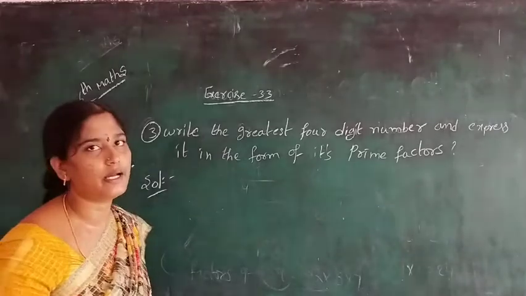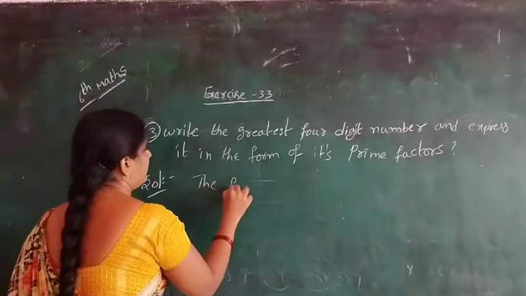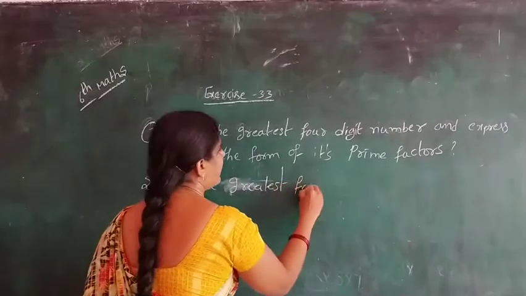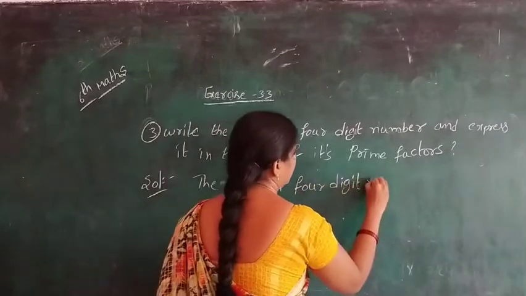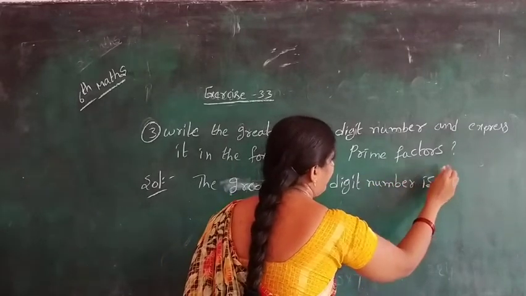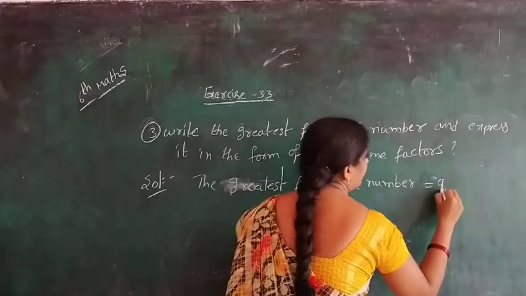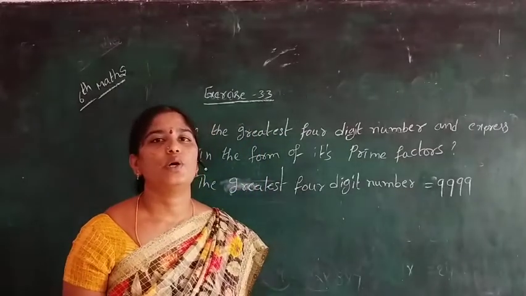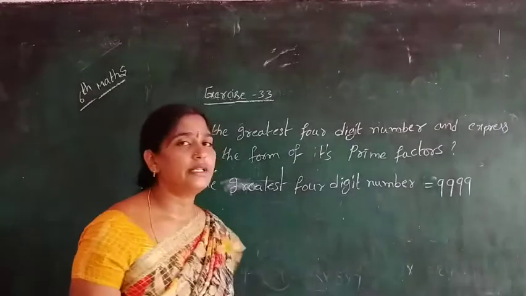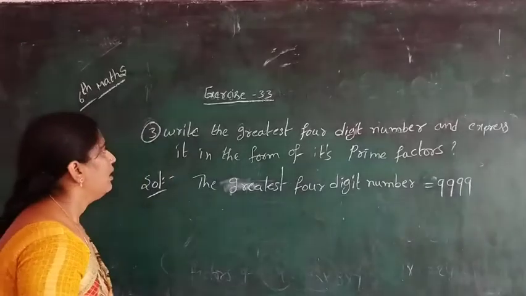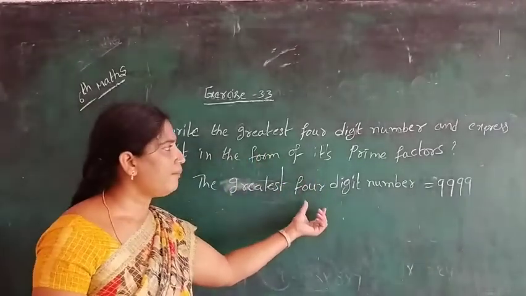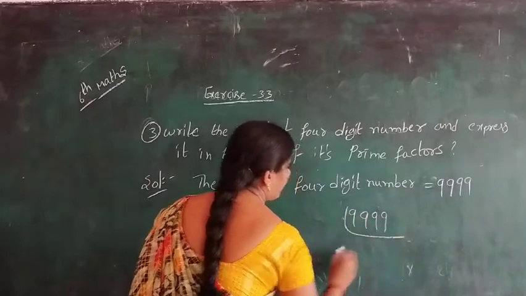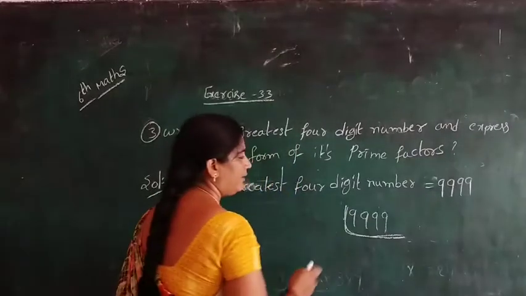What is the greatest 4 digit number? Solution: the greatest 4 digit number is 9999. Okay, this number can be expressed in prime factors. 9999, all nines are there.